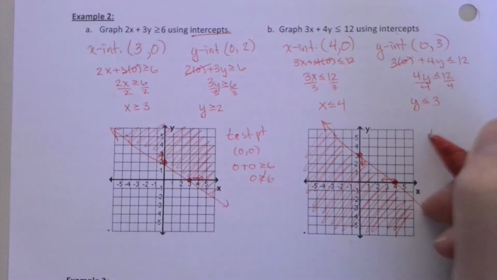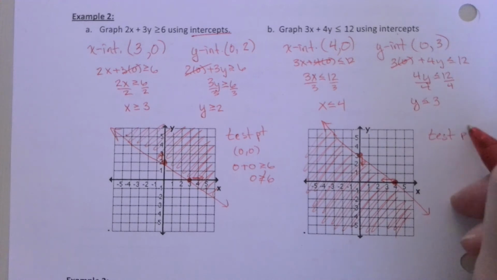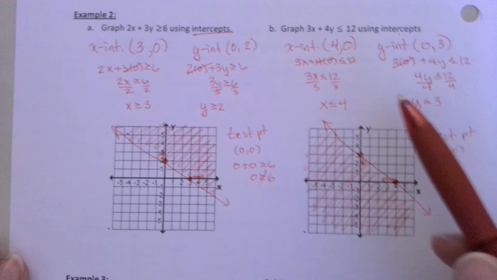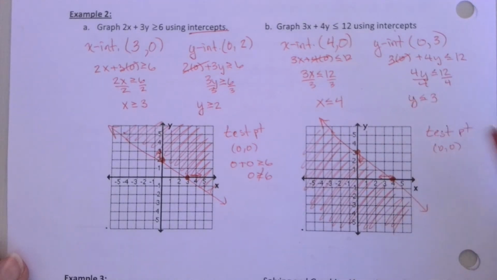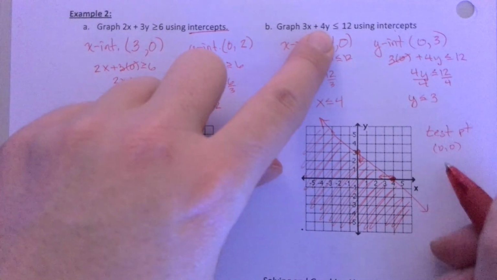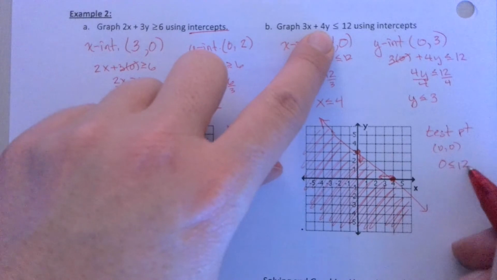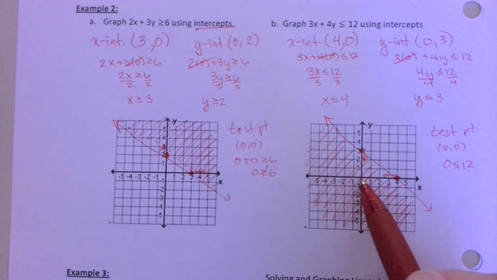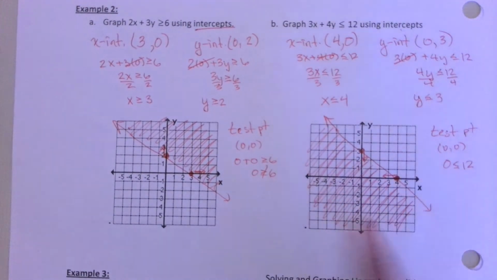Again, here a test point of 0, 0. If you're comfortable shading by using this, you don't have to do the test point, but it's a nice check. If you're not comfortable doing this, use the test point. So plug in your 0, plug in your 0. 0 is less than or equal to 12. That is true, and that's why I shaded 0, 0 and everything else with it.